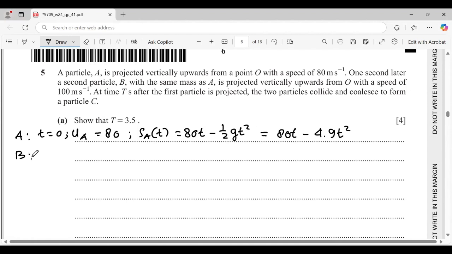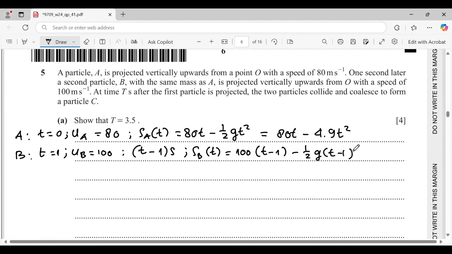And then the equation for particle B. It starts at t equals 1 with the initial velocity 100. So at time t, B has been moving t minus 1 seconds. So it means the equation SB equals 100 times (t minus 1) minus 1/2 g (t minus 1) squared. It becomes 100t minus 100 minus 1/2 times 4.9, because 1/2 times 9.8.